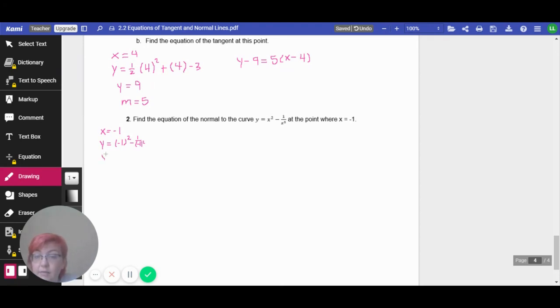So y equals 0. Okay, now let's look for gradient. I'm going to rewrite my curve so that x squared is not in a denominator. So I have x squared minus 1 over 1. Let's just assume that it's 1. But this, bringing it up, is going to be x to the -2. All right, let's find y prime.